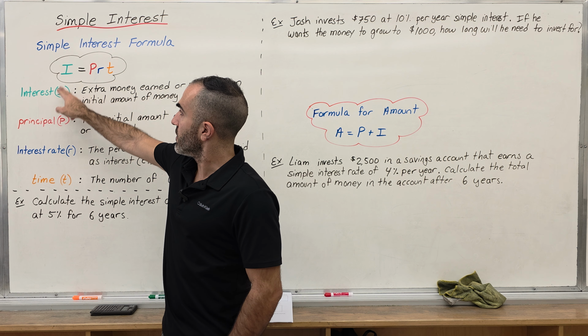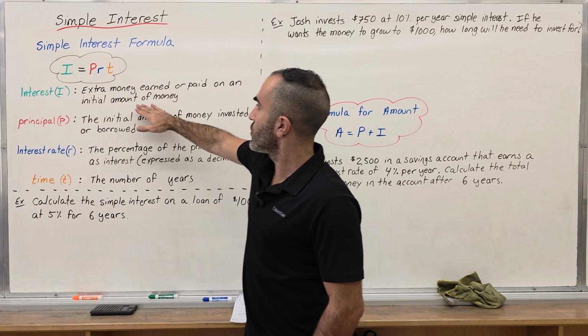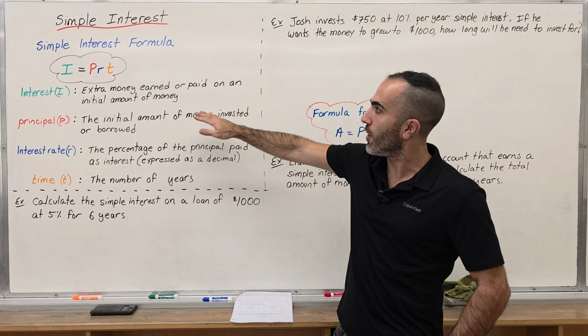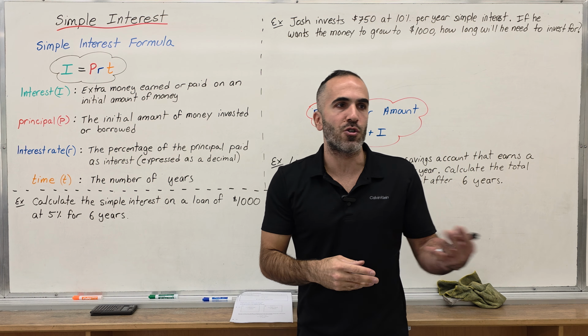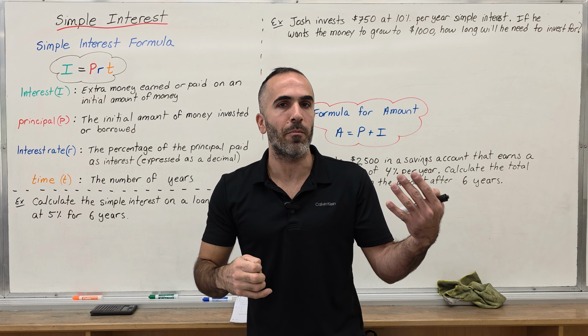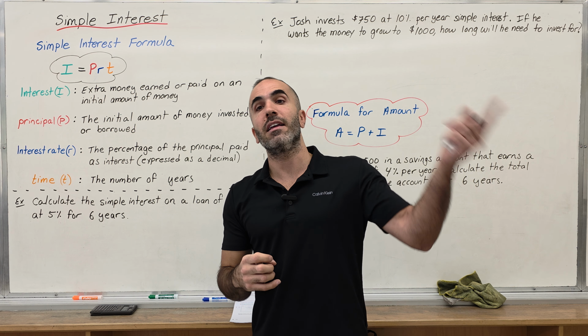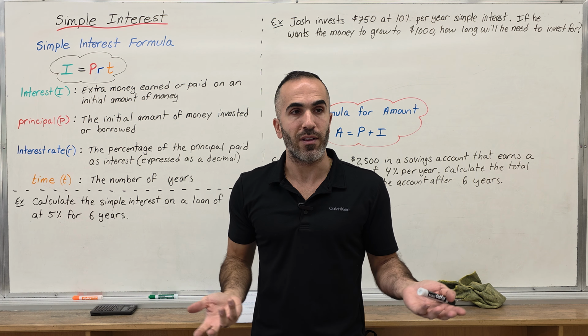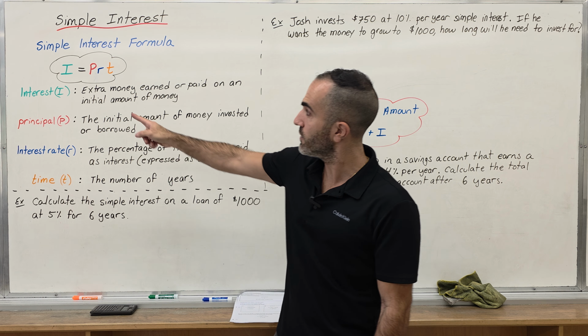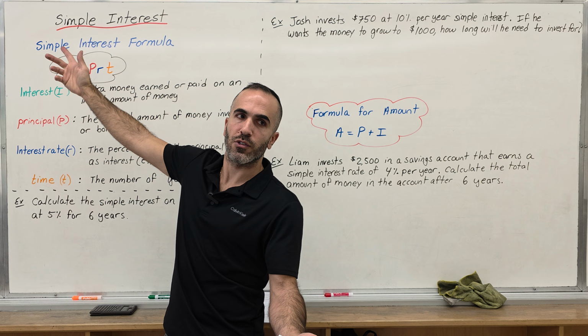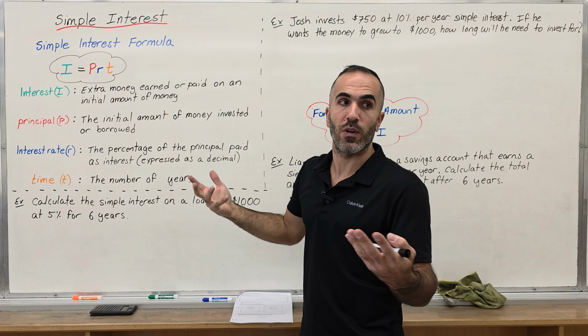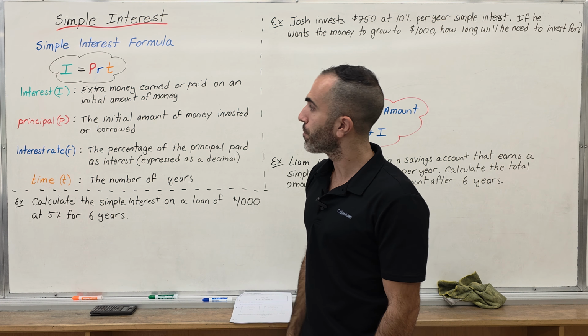So interest is the letter capital I. This is just extra money earned or paid on an initial amount of money. So if I borrow $100 from someone and I have to pay him back 10% interest, in a year, I have to pay him $110. But the interest is just $10. Okay, so that's what we're looking for, just the interest that we have to pay or make.